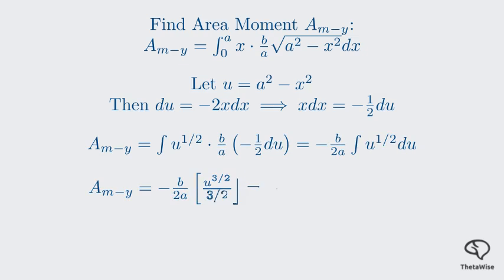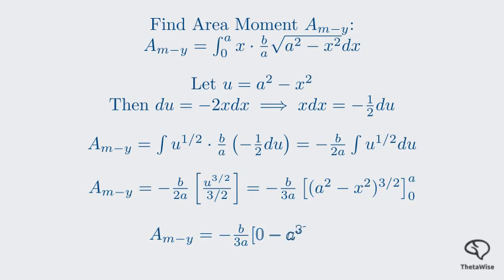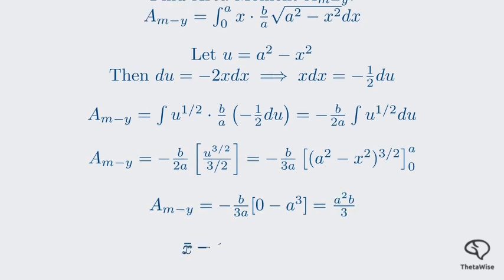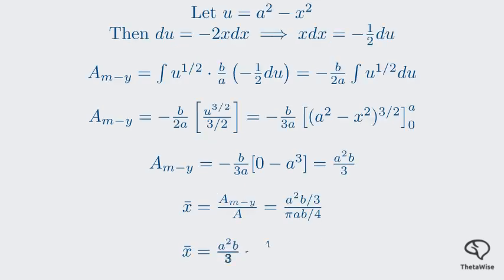After simplifying and substituting u back to a squared minus x squared, we get negative b over 3a times a squared minus x squared to the power of 3/2 evaluated from 0 to a. Plugging in the limits, we get negative b over 3a times 0 minus a cubed, which simplifies to positive b times a squared over 3. Now we can find x bar. X bar is A sub My divided by the area A, which is a squared b over 3 divided by pi ab over 4. Simplifying this complex fraction gives us 4a over 3 pi.